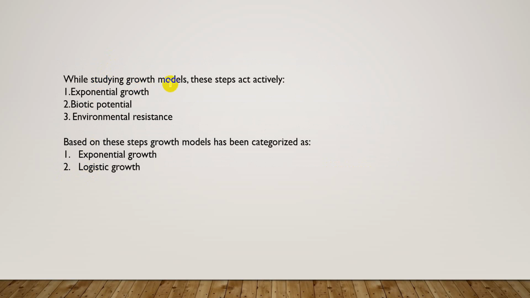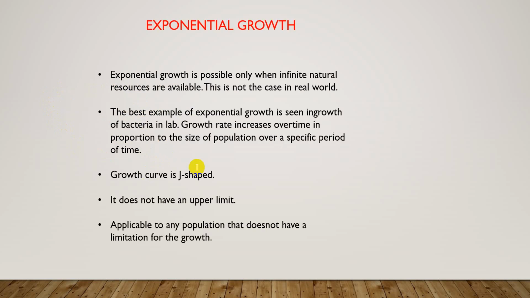While studying growth models, these factors act actively: exponential growth, that means rapid; biotic potential; and environmental resistance. Based on these, growth models have been categorized as exponential growth and logistic growth. Now let us start with exponential growth.